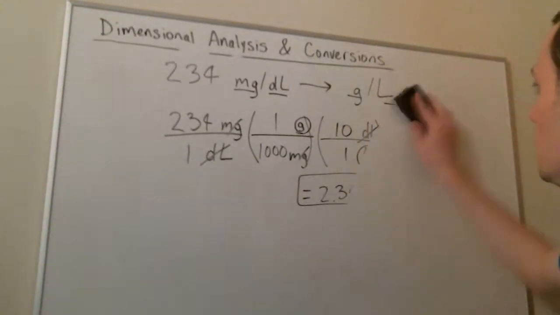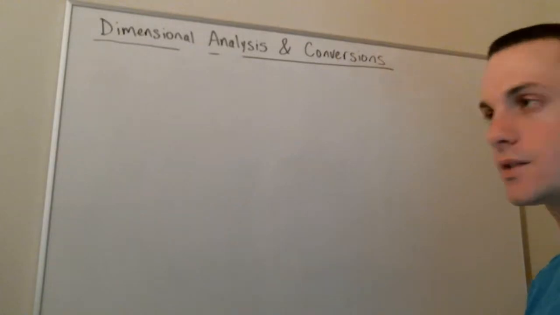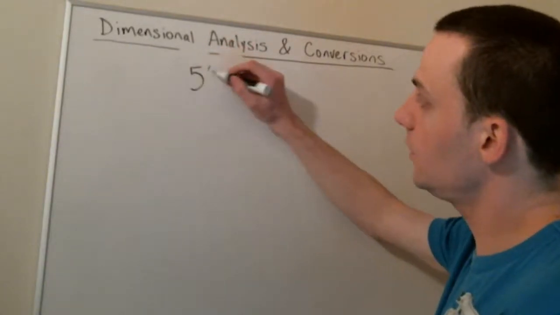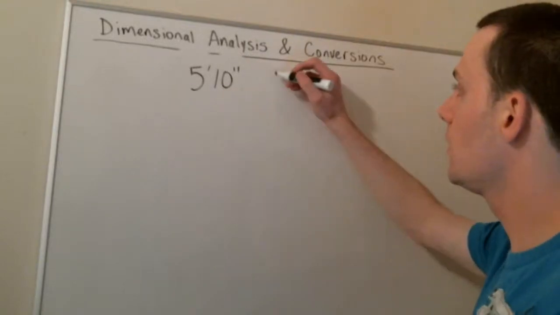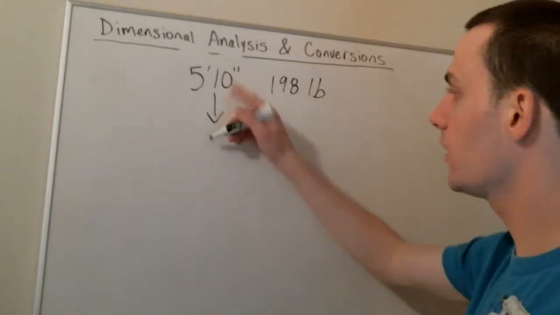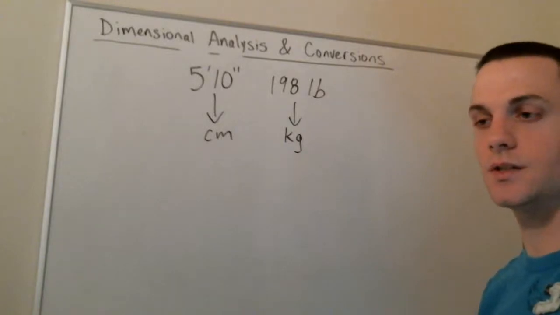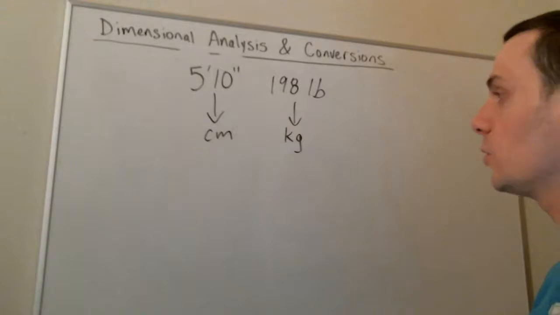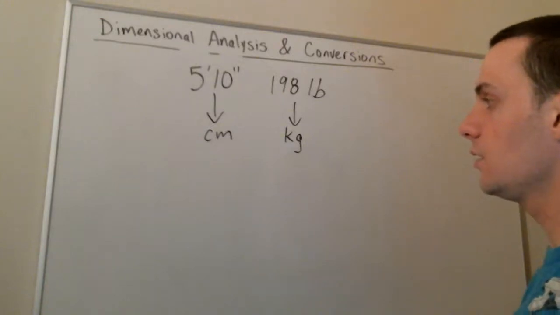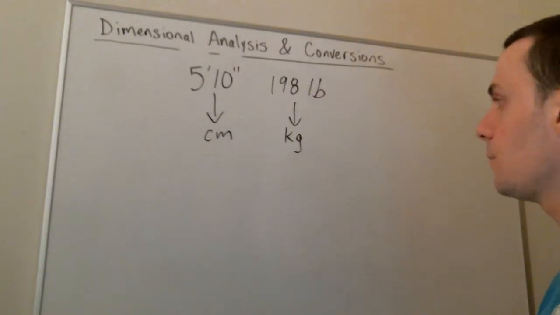Okay. Now let's take a look at an example where you have to convert between the two systems, between the metric system and the customary system. So let's say a patient comes into a hospital, and the patient has a height of 5 foot 10 inches, and they weigh 198 pounds. So we want to convert the height to centimeters and the weight to kilograms. And we do this for dosing purposes, because the doses of many drugs can either be dosed by weight, which most of them are dosed by weight, and some drugs, I guess, could be dosed by height, but most are dosed by weight.